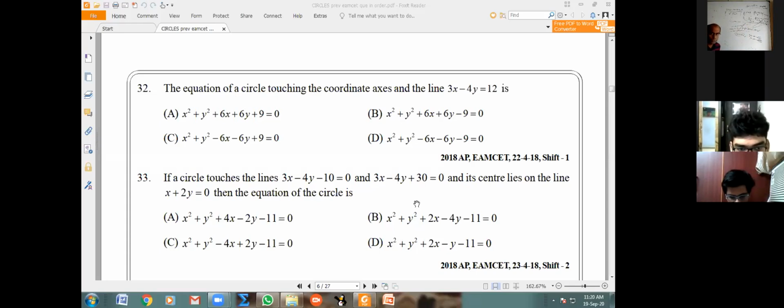Is it clear? 32, 33? Okay, once you know the center, the radius is very easy. What is that? You find the distance between the two parallel lines, half of that, because the distance between the parallel lines is the diameter. You know the diameter, so the radius is already known; you only have to find the center by solving this and this. Anybody still have any doubt left regarding 33?